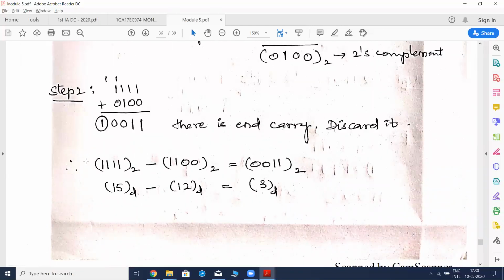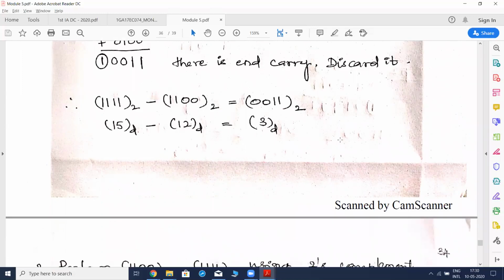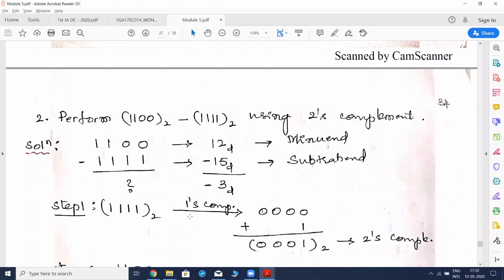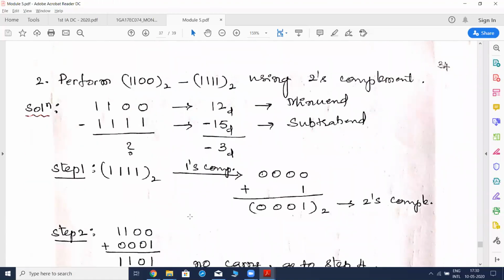So this is how we are writing the result. 1111 binary minus 1100 binary is equal to 0011. See, we are supposed to neglect this one. Take only the rest of the bits for the result. So it is 0011. So it is 15D minus 12D. We are getting 3 decimal. This is a sort of verification that we can do over here. Okay, now let us move on to the next problem.